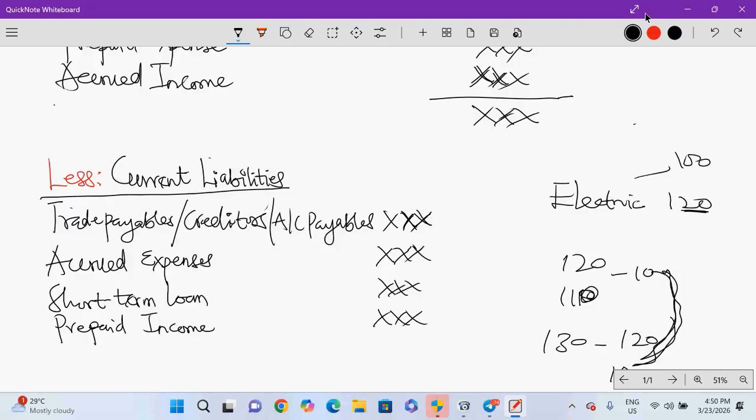So the 20 cedis will be prepaid income. When you receive the cash, you cannot record it as an asset. You, the entity, have received it, but we cannot say we have received cash, so let's quickly record it as an asset. No, it's a liability to us, because we have not performed our obligation. So that is a prepaid income. We have received it but we have not performed, so it becomes a liability.